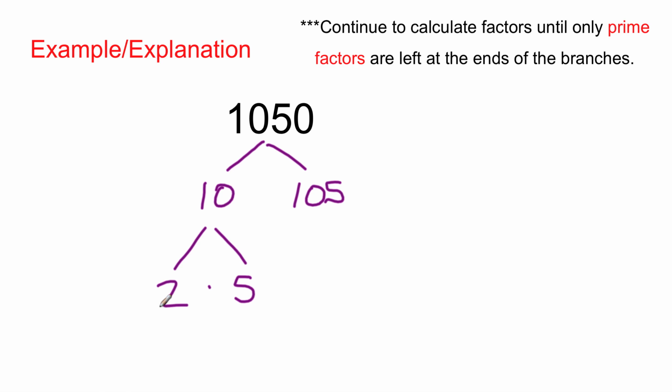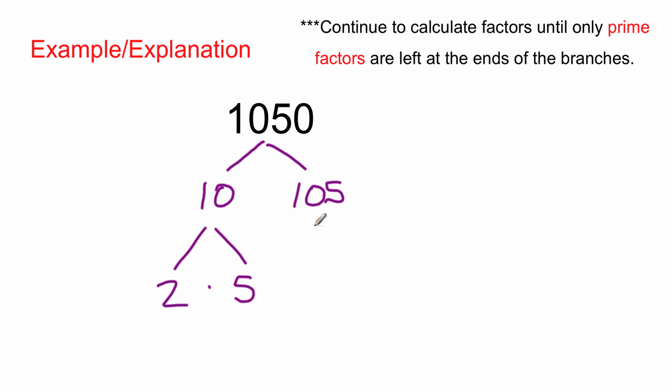Now, can you go any more than 2? Can you factor that down? No, you can't. The only factors here are 1 and 2, and that's it. Same with 5. You can't do anything other than 1 and 5. 2 and 5 are prime factors. Let's continue here on 105.